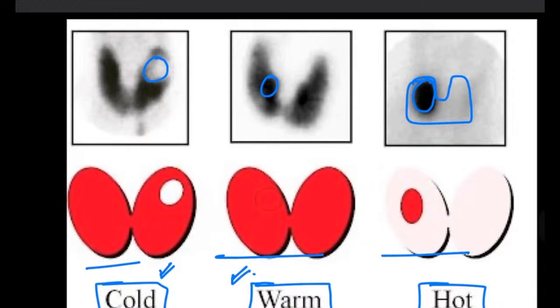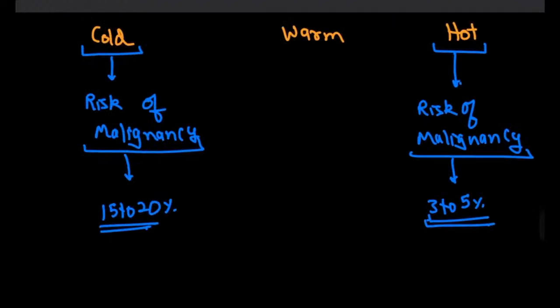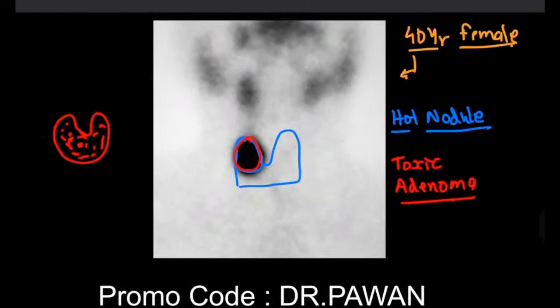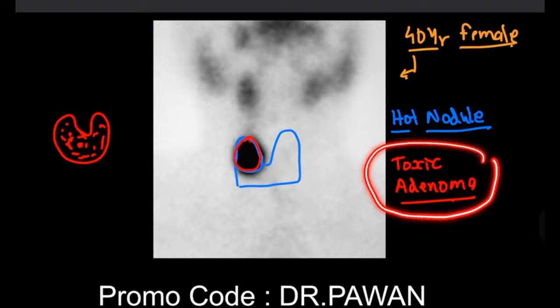If that lesion has the same activity as the rest of the thyroid gland, you diagnose it as a warm nodule. And if that lesion has more activity compared to the rest of the thyroid gland, you diagnose it as a hot nodule. If there is a hot nodule, the risk of malignancy is 3 to 5%. If there is a cold nodule, the risk of malignancy is 15 to 20%. And in the image which I had shown you, it is definitely a hot nodule, and most probably this patient is suffering from a toxic adenoma.